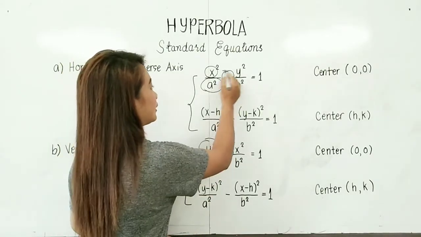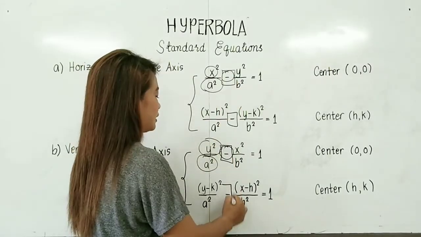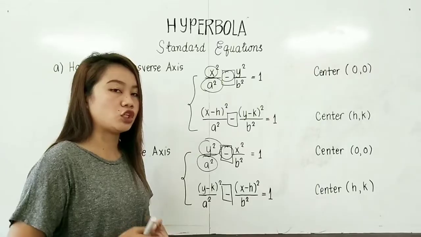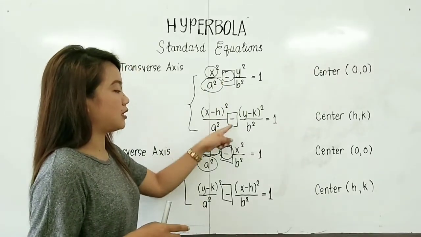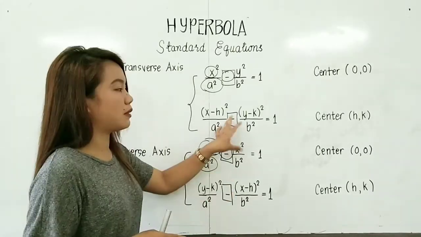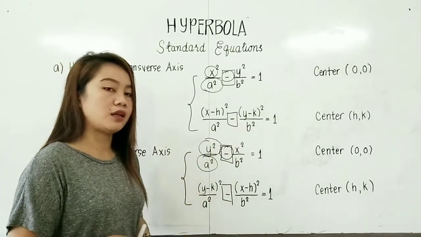And we have here a subtraction sign because it talks about the difference of two distances by its definition. So, difference. But in the ellipse, it is positive here. In hyperbola, it is negative. But both of them are equated to 1.